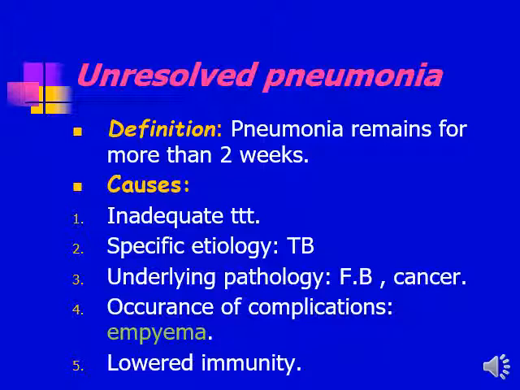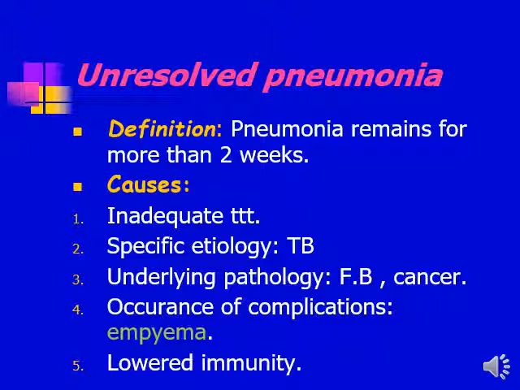And second, I have to revise my patient. If there is a specific etiology, I didn't get the proper treatment for it. If there is underlying pathology, which means that pneumonia is not the only pathology, but it's part of another disease. Pneumonia is caused by underlying foreign body. Pneumonia is caused by underlying cancer. So without resolving the underlying pathology, my pneumonia won't be resolved.